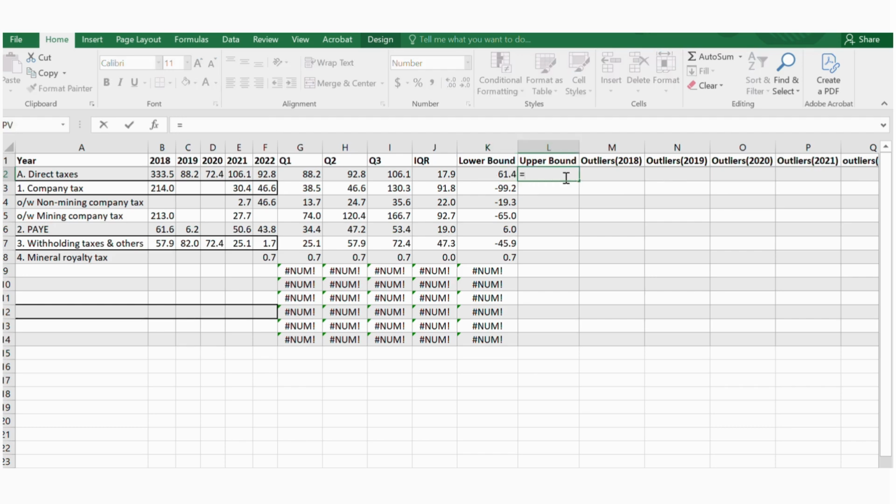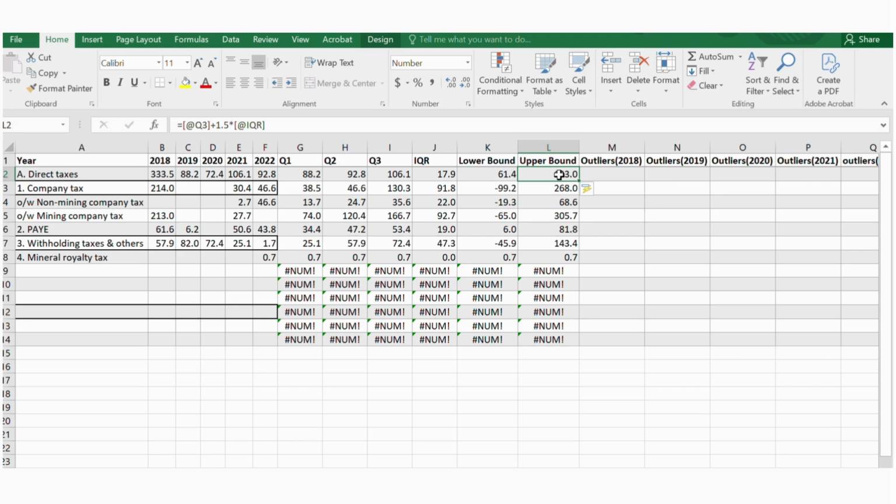Now we can move on to our upper bound. Our upper bound is basically going to be equal to Q3 plus 1.5 times the interquartile range that we have. These formulas apply to each and every tax because I've got an automated setup, so you can also do the same. I'm sure you know how to do it. So that is how you go about the quartile 1, quartile 2, quartile 3, interquartile range, lower bound and upper bound.